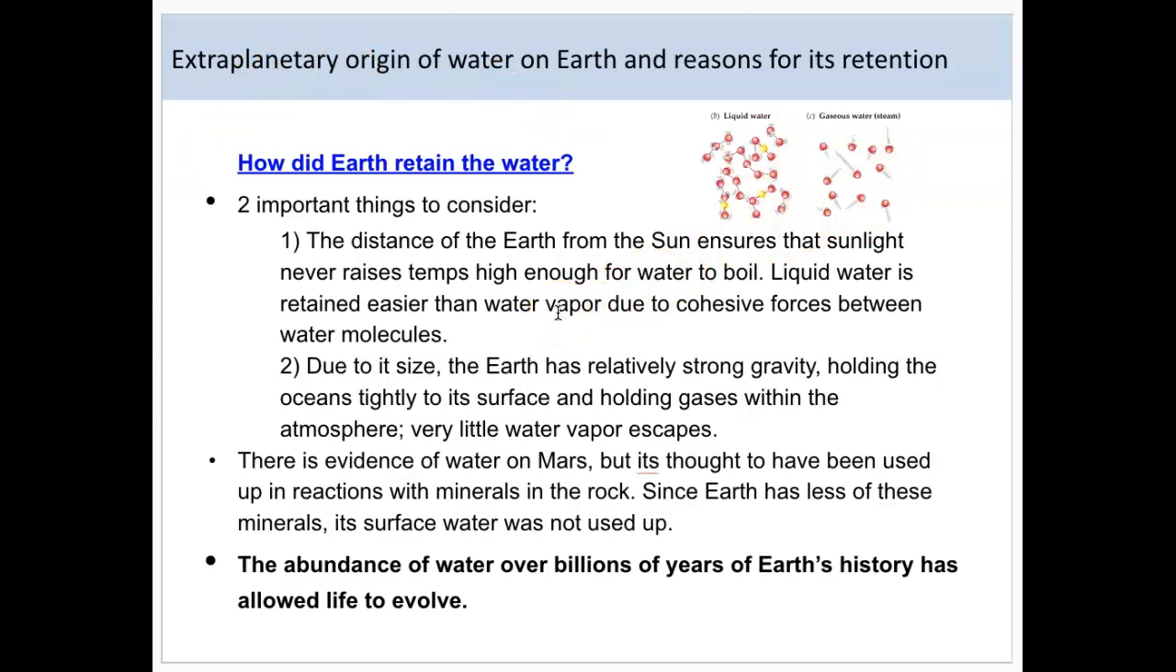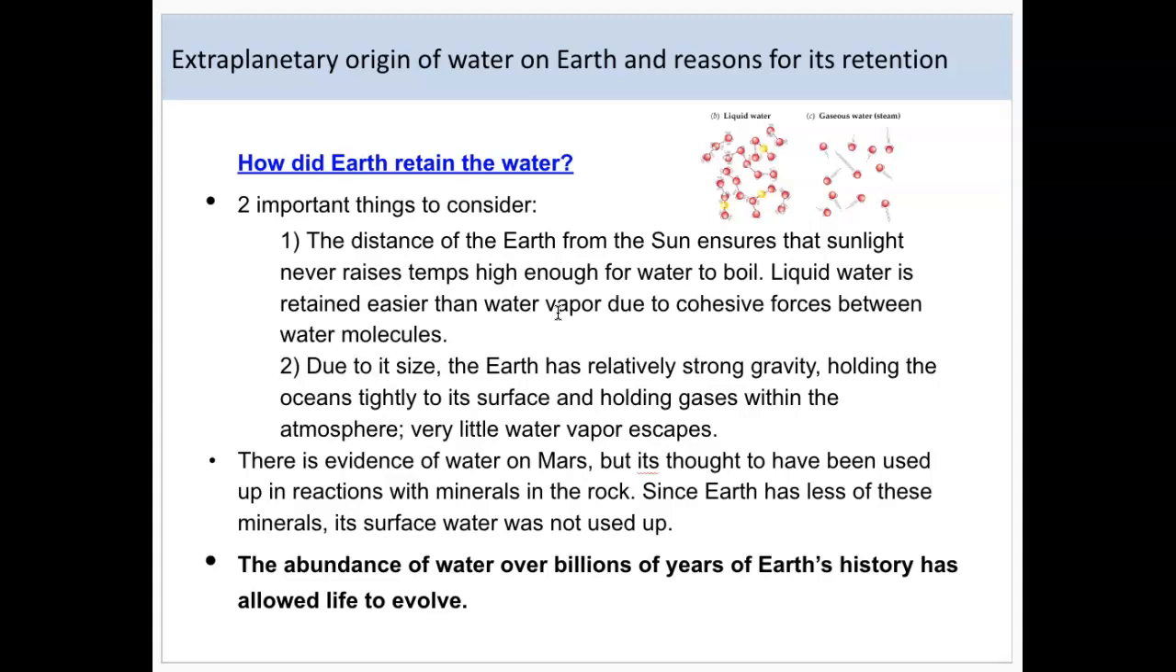The second thing is that Earth, due to its size, has a relatively strong gravity, and this allows for Earth to hold the liquid water, or the oceans, very tightly to its surface, and also allows for it to hold the gases within the atmosphere. So due to this, there's very little water that actually escapes from Earth's atmosphere.